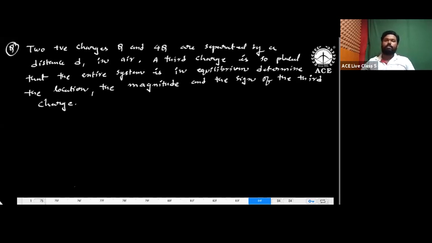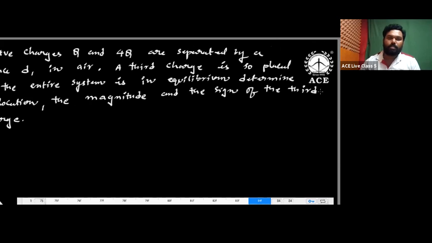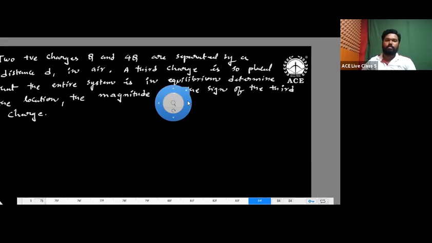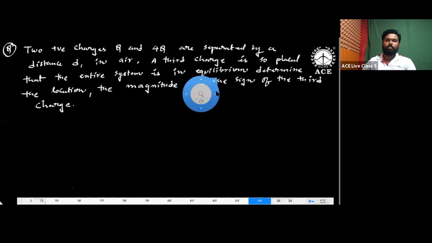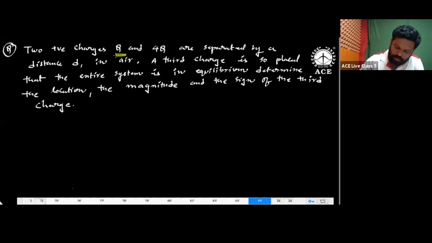Yes, what is the answer? See here, I am using the word equilibrium. Two charges Q and plus 4Q are separated by the distance D in the air. A third charge is so placed that the entire system is in equilibrium. Determine the location, the magnitude and the sign of the third charge.